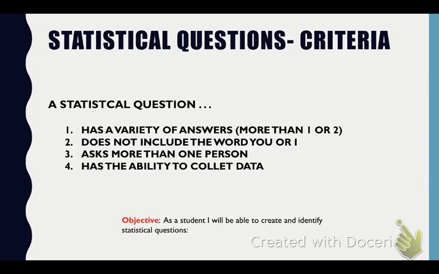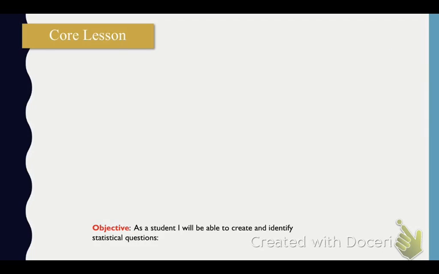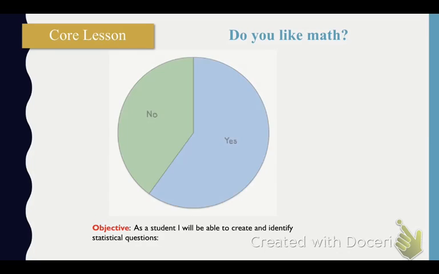Now we're going to look at those criteria, so you want to make sure you have them written down, because when we look at our questions, we're going to go down the list and see, does it match these? Okay? So, here we go. Do you like math? That's the first question. Here are the answers. Some people said no, some people said yes. The question is, is this statistical?